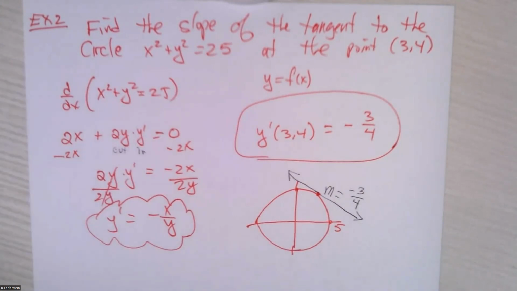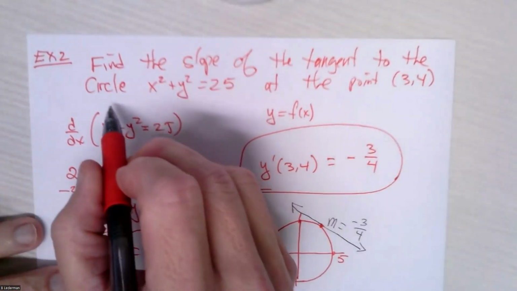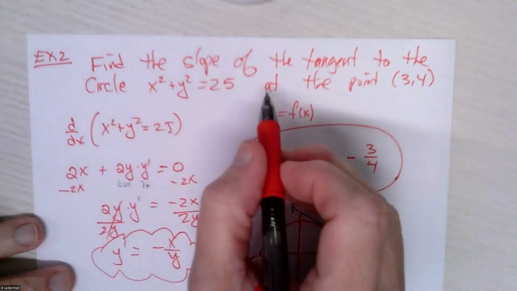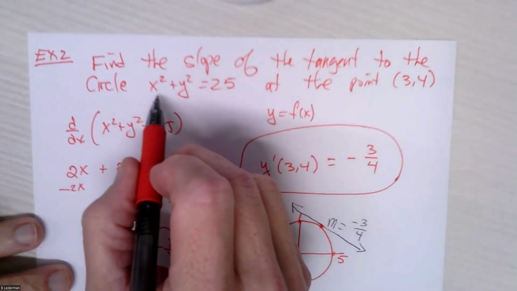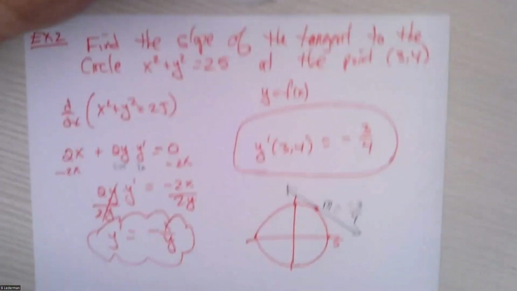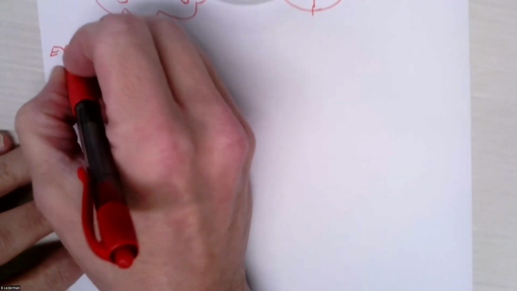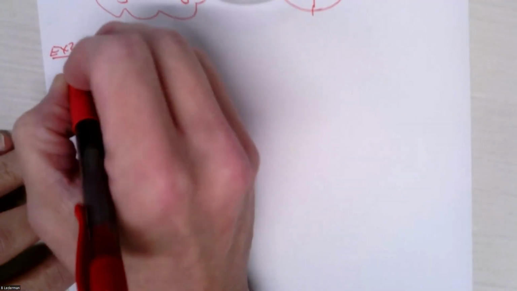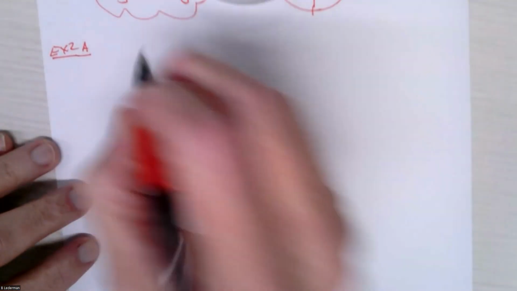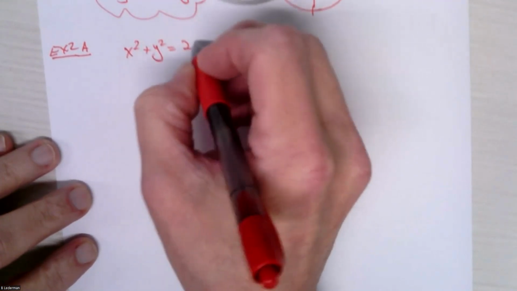Let's do another example. For my next example, I'm going to do the same example we just did, but without implicit differentiation. So I'm going to find the slope of the tangent to the circle x squared plus y squared equals 25 at the point 3 comma 4, but I'm going to use what I'll call the old-fashioned way of explicit differentiation. We're still going to call it example 2A.